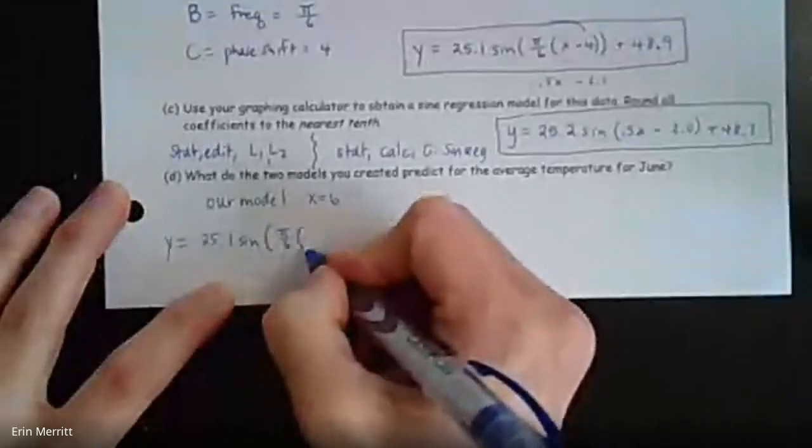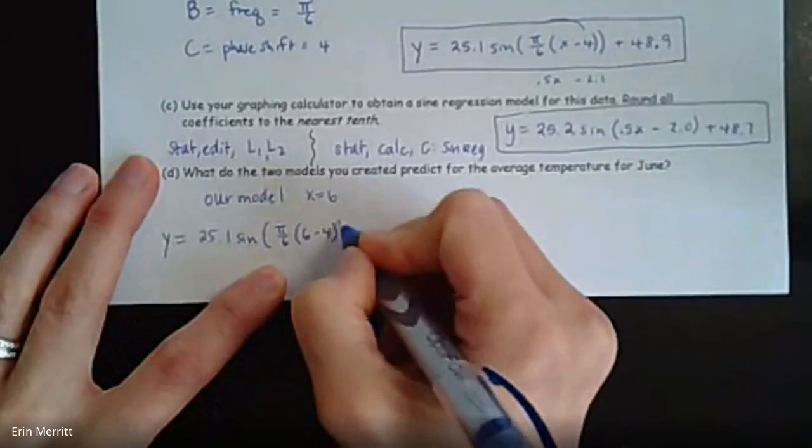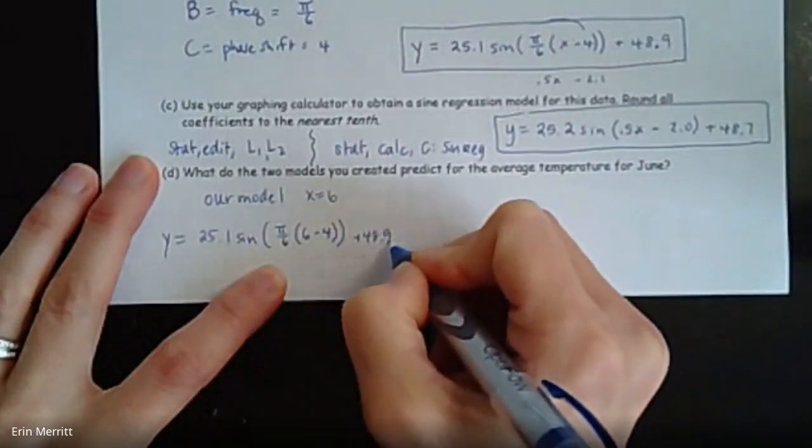All right. When it says, what do the two models you created predict for the average temperature in June? All right. Well, we know what the temperature should be in June. June is month 6. So it should come out to be about 68.9 degrees. But we're saying, what do the models predict? So let's use our model versus the calculator model and see who's more accurate. So our model, we're going to plug in x equals 6 and see what happens. So if we do 25.1 sine of pi over 6, and then right here, we're going to plug in 6 minus 4, and then plus 48.9.